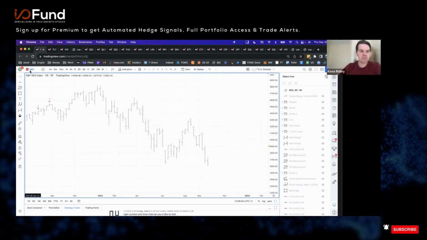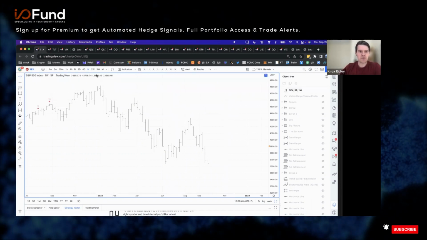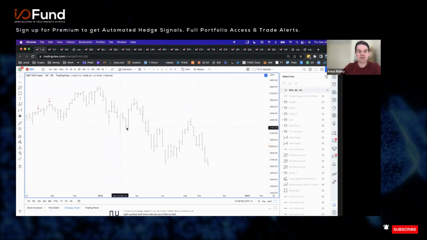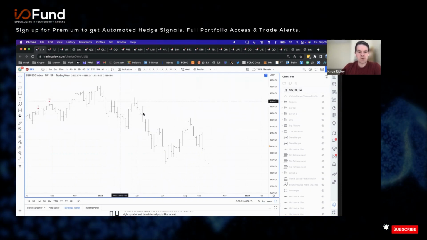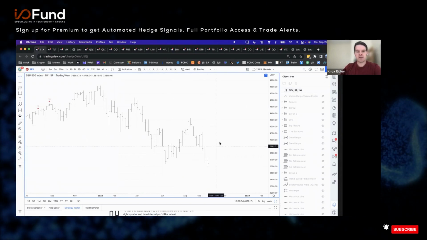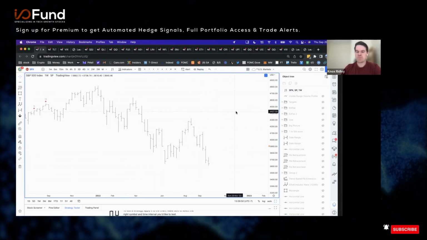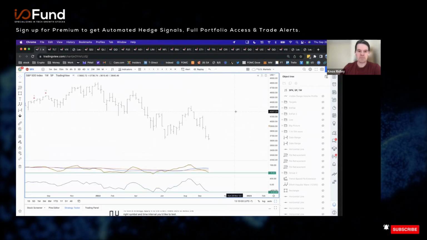So what we're looking at here is the S&P 500. You're looking at a weekly chart, so every single bar represents one week's worth of price data. The reason I'm doing this is because the bigger the chart, the more important the trend is and the more meaningful the signals are whenever they show up.